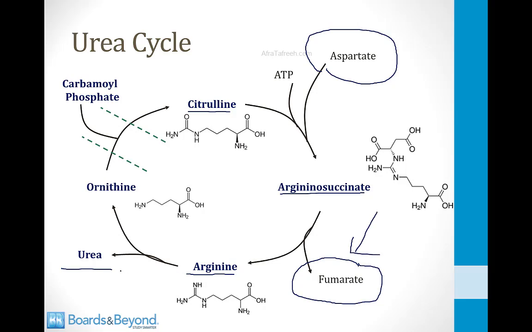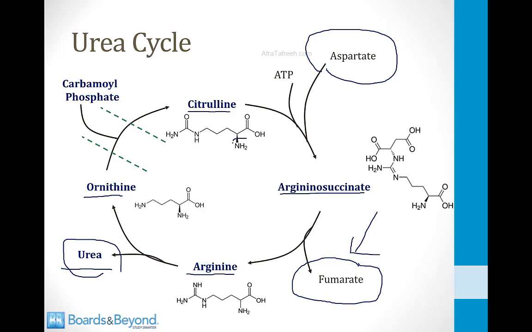From arginine, you can synthesize urea, and in addition, you regenerate ornithine. Recall that ornithine was consumed in the mitochondria. It is regenerated in this step, and it can cross back into the mitochondria to participate in the urea cycle again. Let me just point out to you that all the structures I've shown on the screen are amino acids.